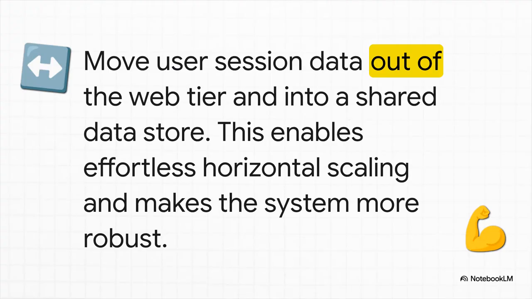All right, number 1 on the checklist, and this one is non-negotiable. Keep your web tier stateless. What's that mean? Simple. You take all that user session info out of your individual web servers and you stick it in a central shared spot. Why? Because now any server can handle any user's request. This makes scaling out, just adding more servers, an absolute breeze. It's the key to real horizontal scale.